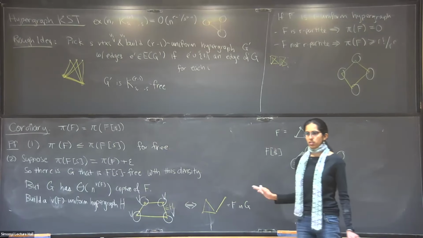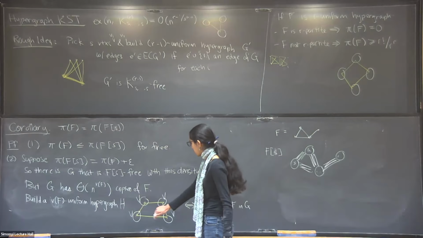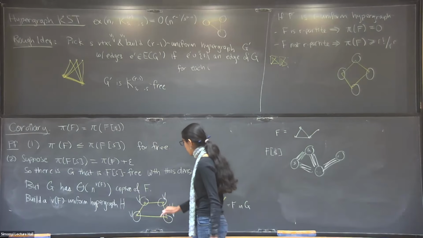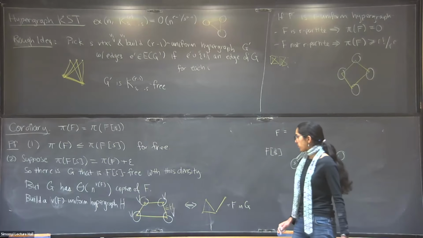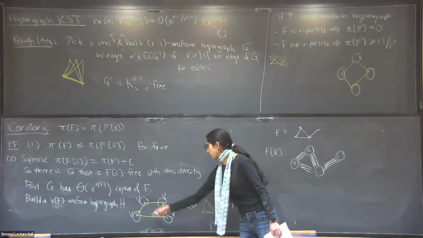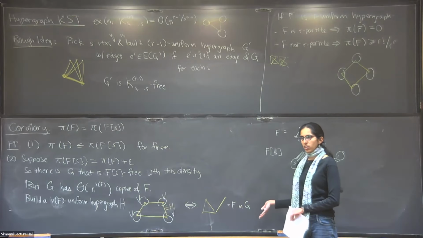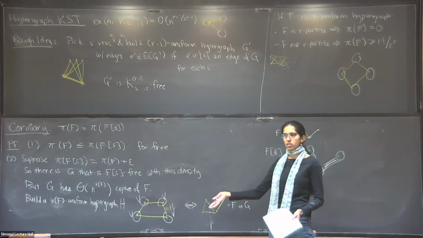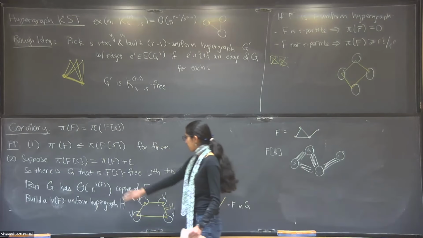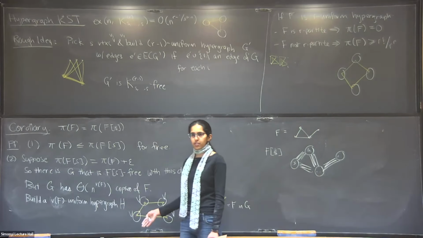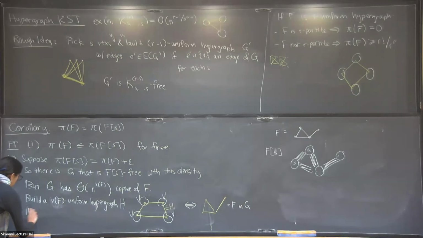So does the construction make sense? I'm building my hypergraph by taking one copy of V of G for each vertex of F. And then whenever I take one vertex from each part, and those vertices give me a copy of F in G, I'm going to turn that into a hyperedge. So this hypergraph I built by this observation is dense. It has edge density at least delta.